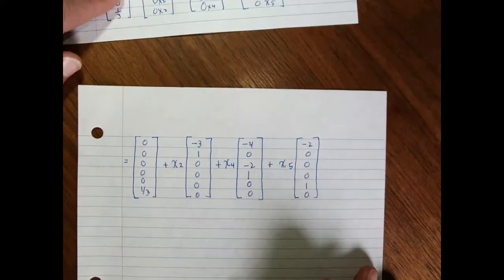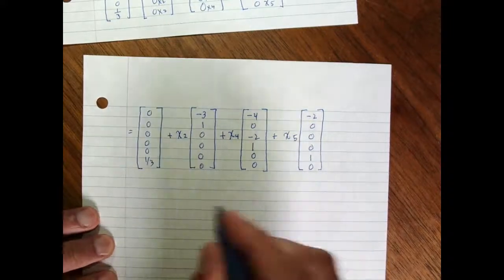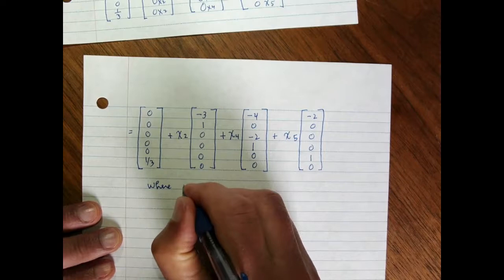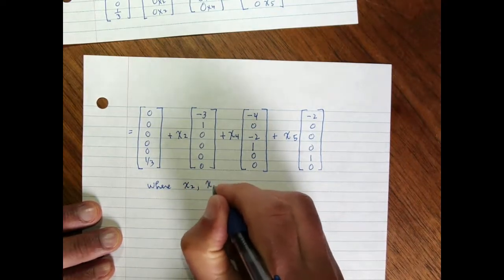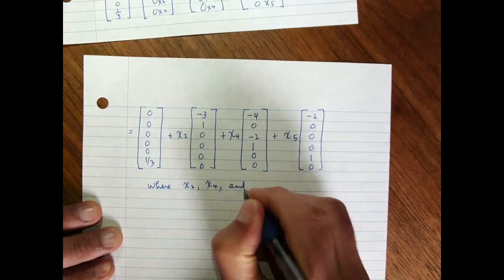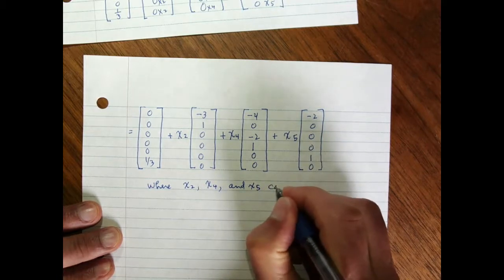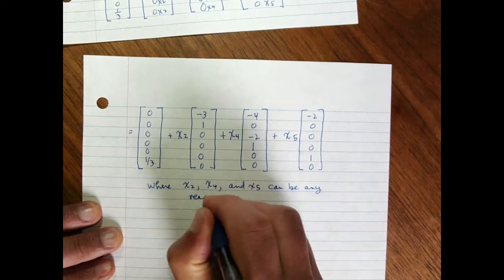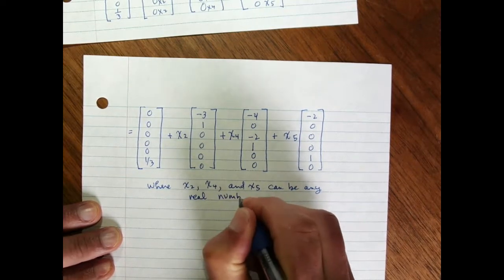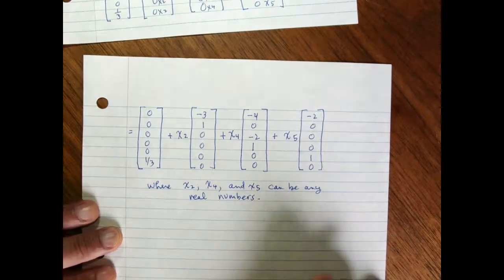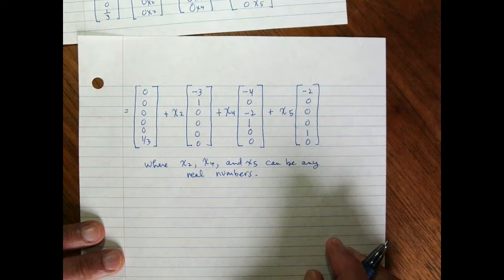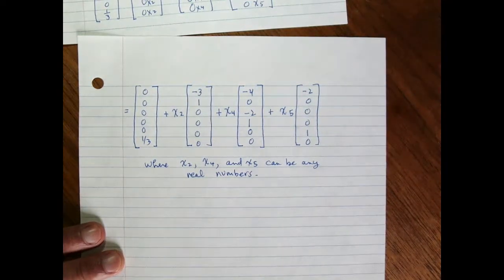And so here's a vector description of the general solution. We really should say along the bottom where x2, x4, and x5 can be any real numbers. There are infinitely many solutions, but they all can be described in this way. It's actually a three-dimensional subspace of R6, but let's not go there in this video.